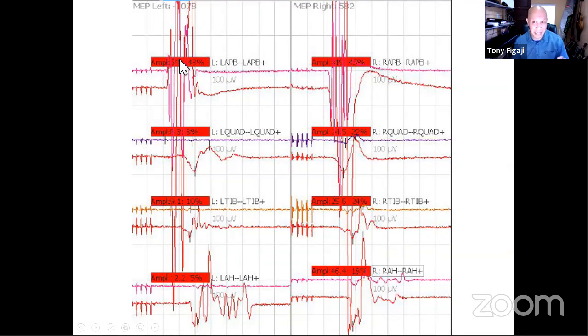So you know it's not a technical problem. Left and right arms okay. Right legs okay. A little bit softer here in the right tib. But we've lost left tib, left quad, left AH. Abductor hallucis. So what you do in this circumstance, you stop what you're doing. You get the anesthetist to raise the blood pressure. You irrigate and you wait.